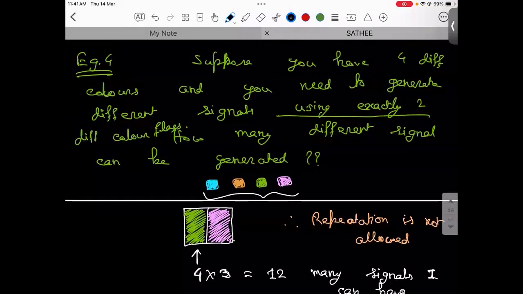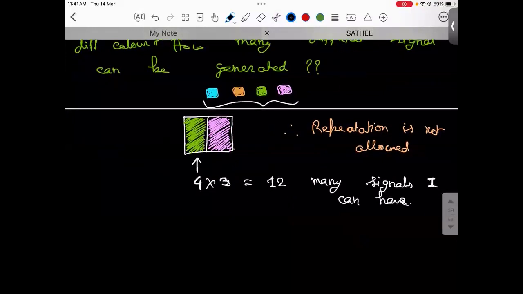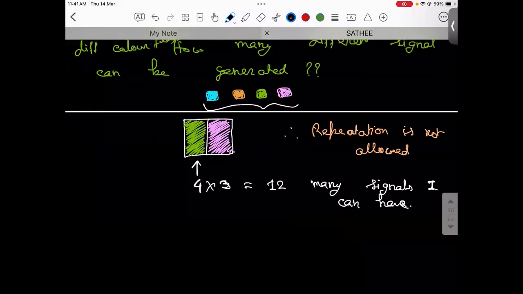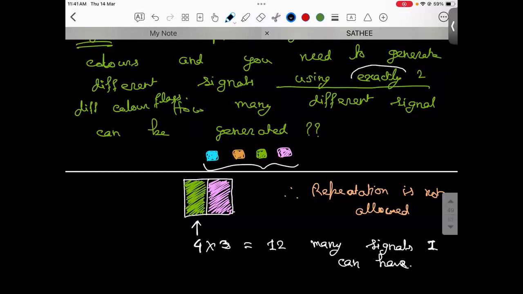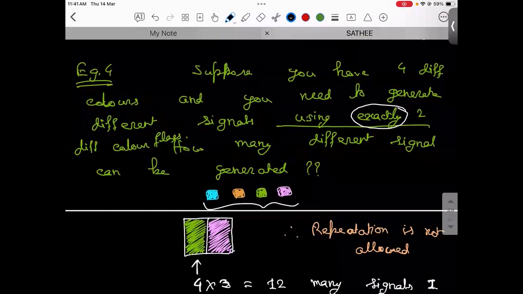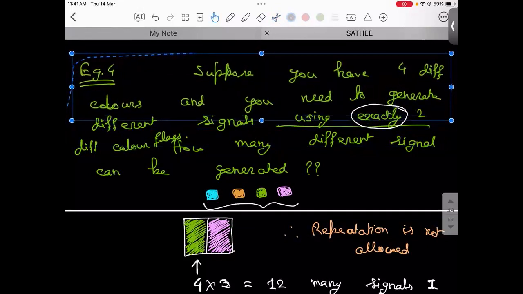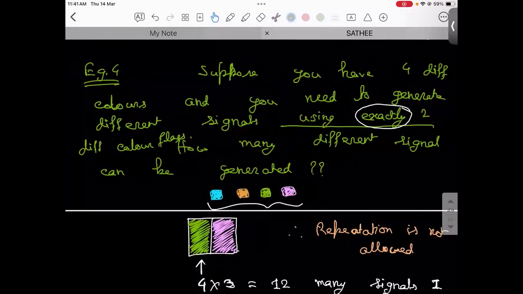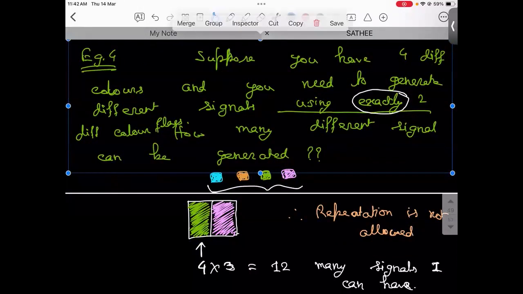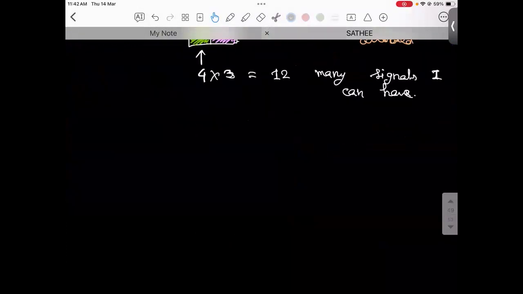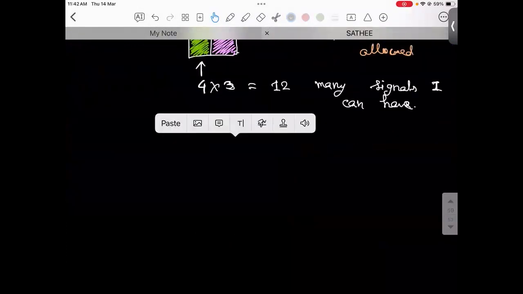Okay, now depending upon this, let us discuss another example. Here I have stated exactly 2 different colors. Now I am replacing this exactly by at least 2. Then what will we get? Let's see the answer. Why I have used the term exactly will be clear right now. Okay, copy, paste.